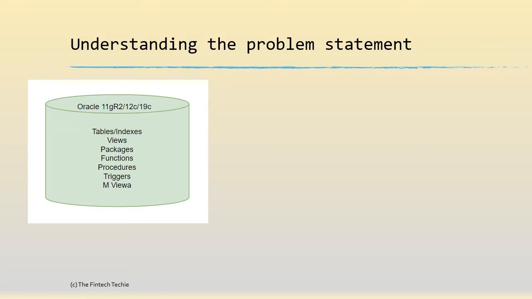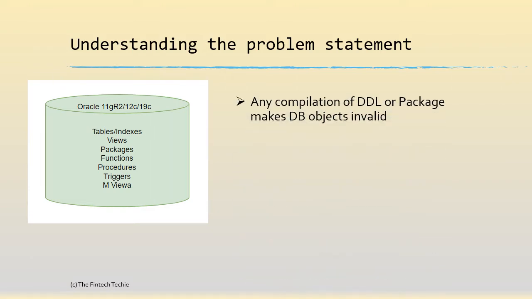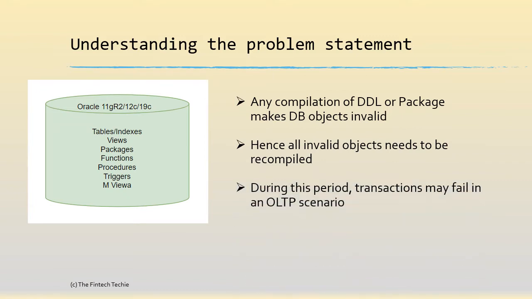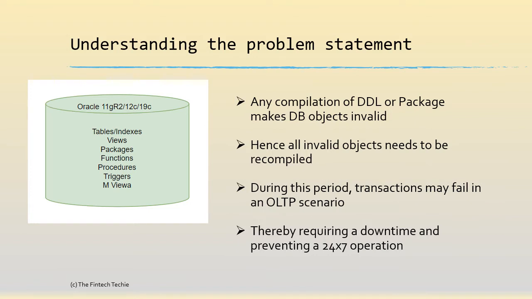As we all know, the database has multiple objects: tables, indexes, views, packages, functions, and so on. Now, whenever there is any compilation of a package or a change in table structure, we all know that the package is going to become invalid. And these invalid objects need to be recompiled. During this time of recompilation, transactions would fail in an OLTP scenario, thereby requiring a downtime and preventing a true 24/7 operation.